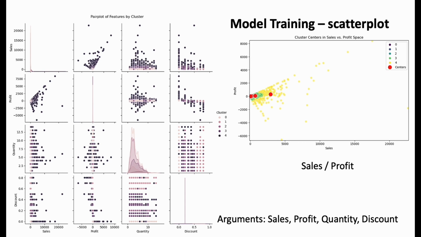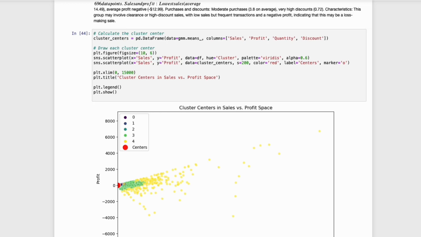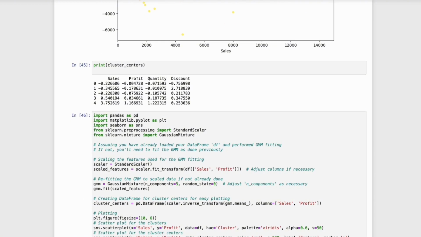Next, model training. Here I chose scatterplot. Gaussian mixture was used to set the number of components, clusters, to 5 for the standardized data, and the fitting was performed.